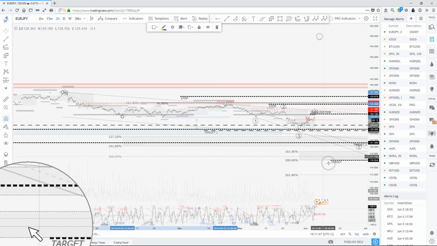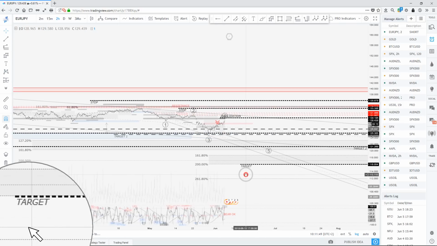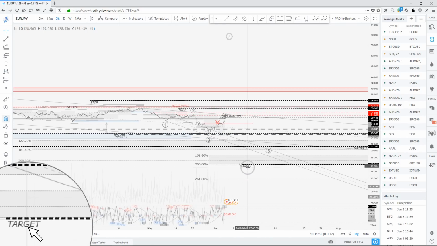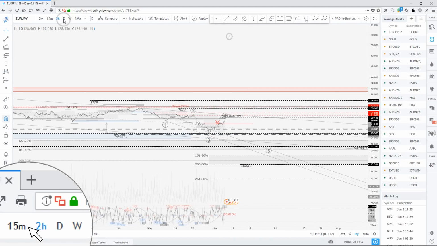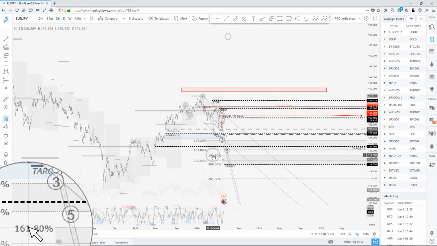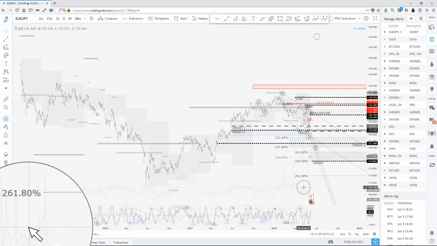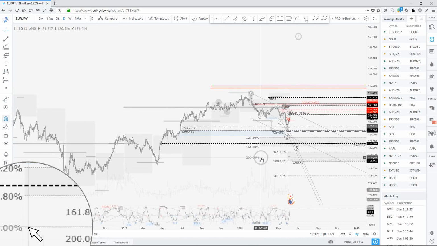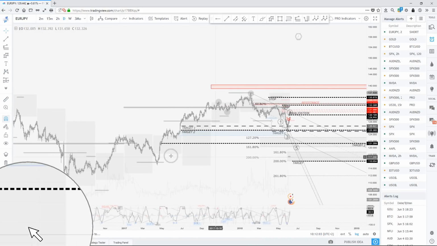Okay, so right here. This is where I've got my target. Not necessarily 200. We're going to see if this is relating to any support. Okay, this is where we go, definitely. This is definitely where we're heading. I think this is the price right here.